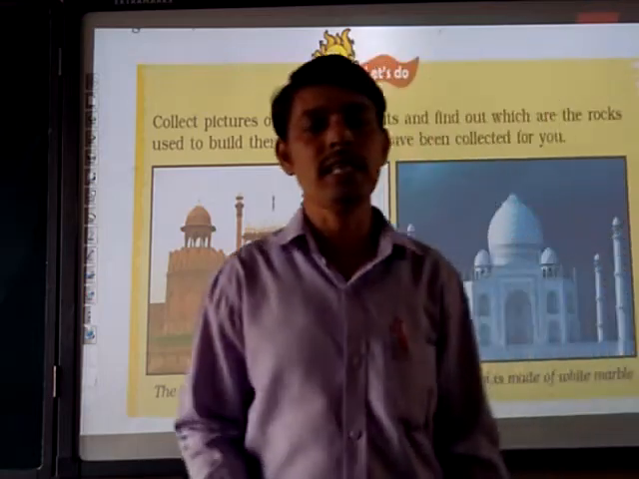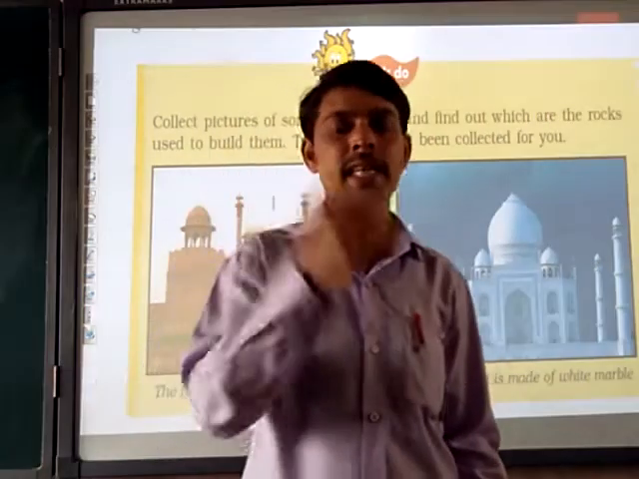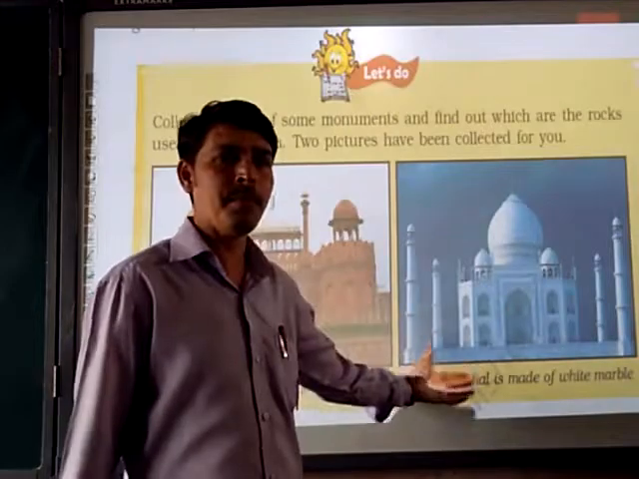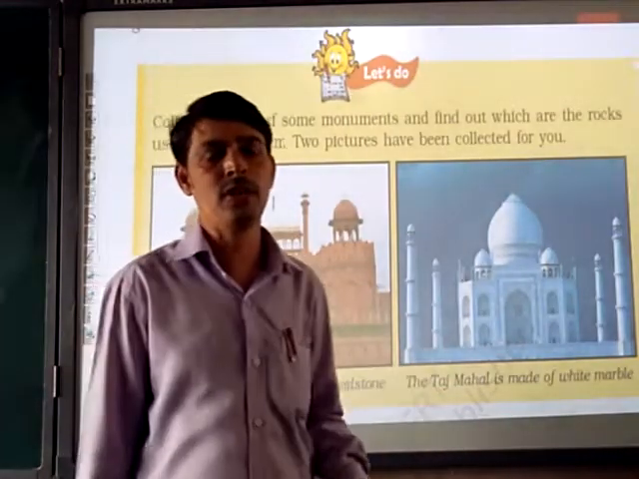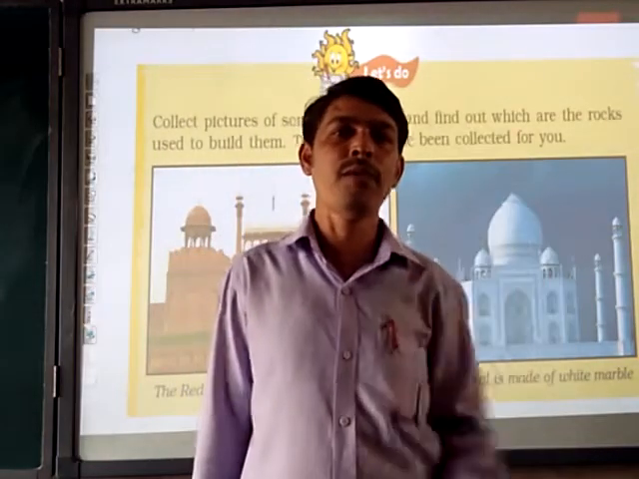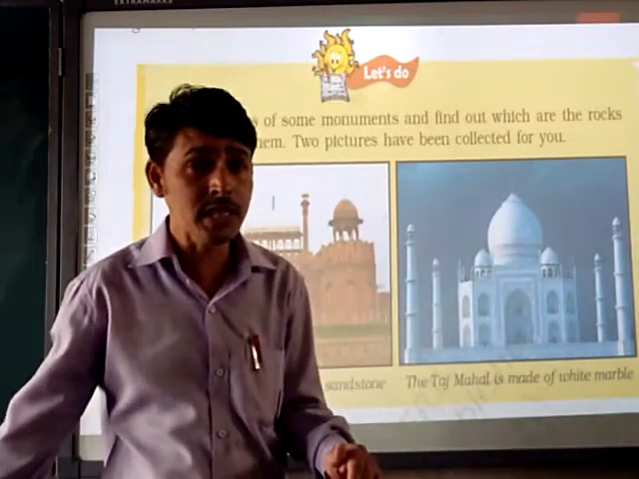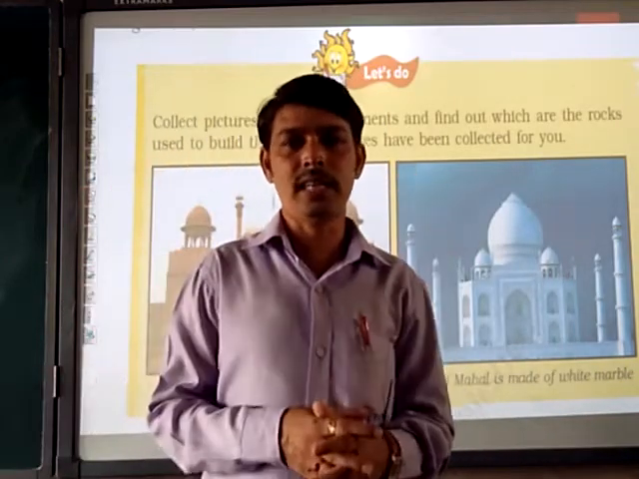As we discussed, rocks have three types. This is an example of metamorphic rock, and this is an example of sedimentary rock. So slowly we are moving towards the journey of discussing the rock cycle.